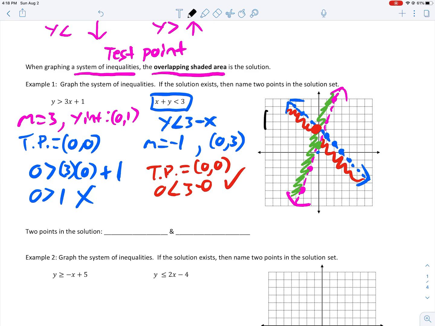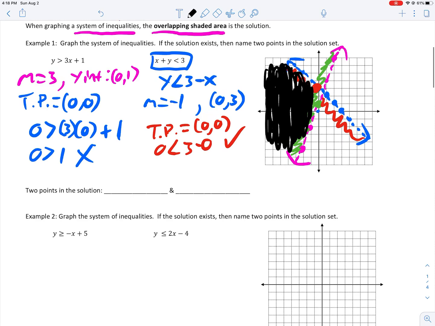So now, where's the overlapping region? This is where you can go crazy on your color. This is the overlapping region right in here, because it has red and green shading. So this is the overlapping region. That's your solution, everything in that black shaded area. So just pick 2 points, I don't know, -3, 0, -5, 0. Any 2 points in that black area are a solution. Any point you pick in that black area would be a solution to your inequality.